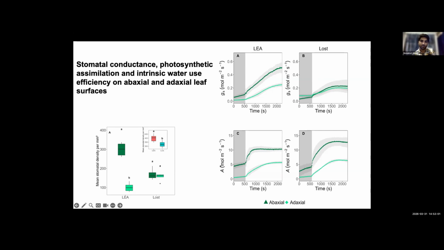Likewise, in case of Lea, the carbon assimilation was also higher on the abaxial surface than the adaxial surface, corroborating with its stomatal density. But we were surprised to observe these results in the wild species, where we found, despite its same stomatal density on the two surfaces, the carbon assimilation on the abaxial surface was significantly higher. We initially thought this could be a technical mistake, so we repeated it a couple of times, but the results were the same.